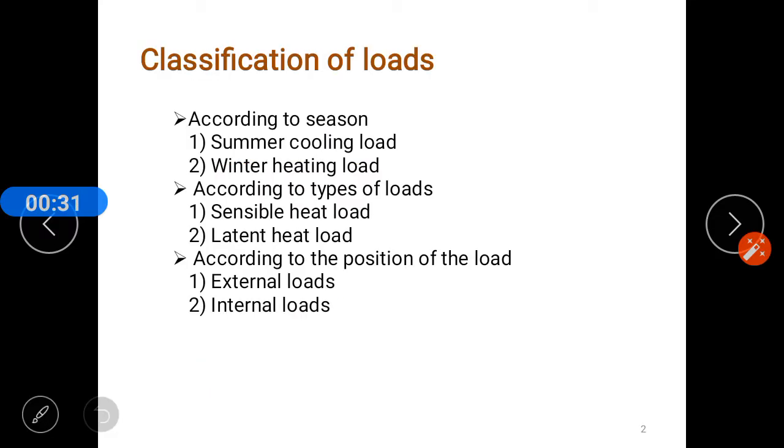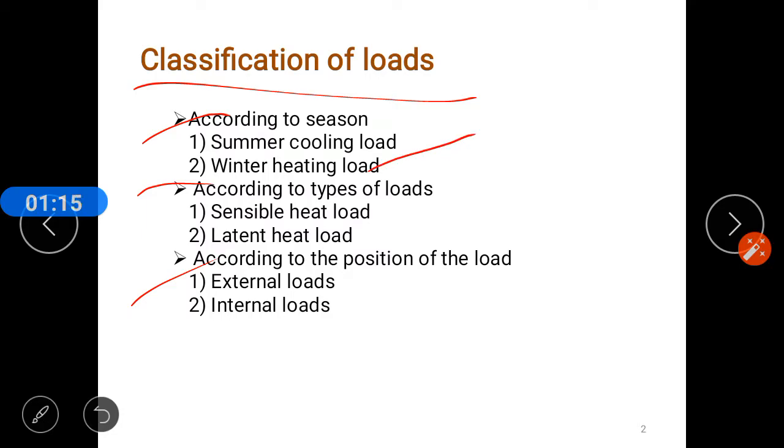Now, classifications of cooling load analysis. They are classified into three categories or three types. First is according to the season: summer cooling load and winter heating load. Summer cooling load is the amount of heat which must be removed per hour to produce and maintain the design condition within the space. Winter heating load is the amount of heat which must be supplied per hour in order to obtain the same result.